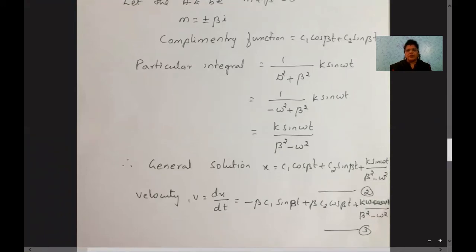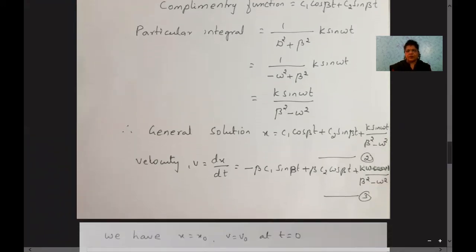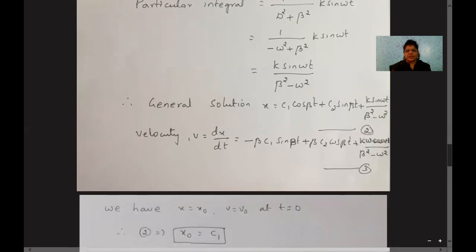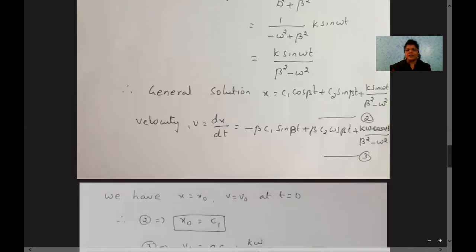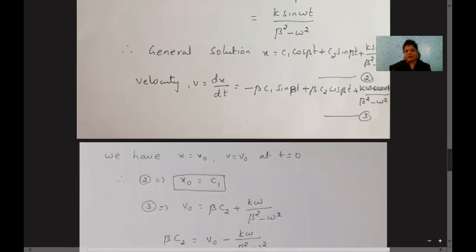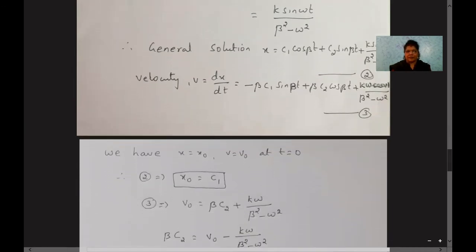Now we need to find the velocity. What is velocity? Rate of change of displacement. Hence, I should differentiate the equation 2 with respect to t. Thus, we obtain v is equal to minus beta c1 sine beta t plus beta c2 cos beta t plus k w cos wt divided by beta square minus w square. This is equation number 3.